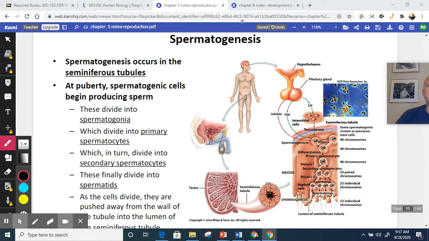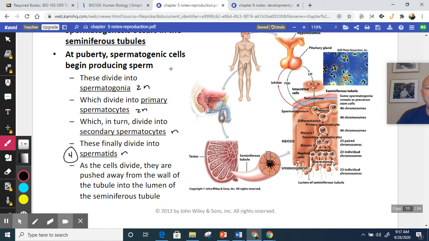So it's at puberty that the spermatogenetic cells in the testes start to begin to produce sperm. So these divide into spermatogonia, which would be diploid, which divide into primary spermatocytes, which are also diploid. But when they divide again, they don't. They separate the copies of chromosomes. So each of the spermatocytes would be haploid, and then they divide again until we're left with 4 spermatids, each haploid. As they're dividing, they're pushing away from the wall and more and more towards the lumen. When they're in the lumen, they're going to be sperm cells.